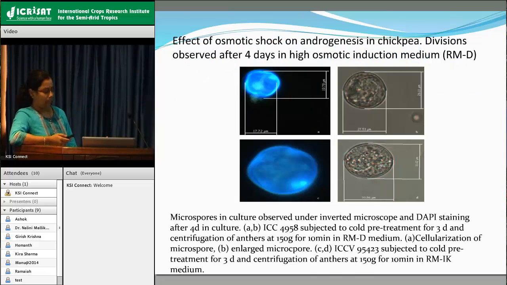These are another set of DAPI stained photographs of microspores. You can see the cellularization here. It is the ICC 4958 variety, which is a Desi variety, cultured in RMD media. And this is 95423, a Kabuli variety, cultured in RMIK media. These were subjected to centrifugation and cold treatment for 3 days. And the combination of cold and centrifugation was the best response that we have got.